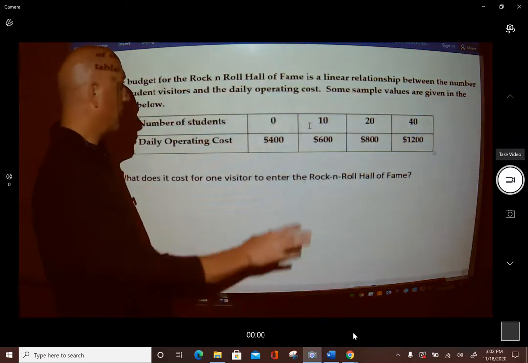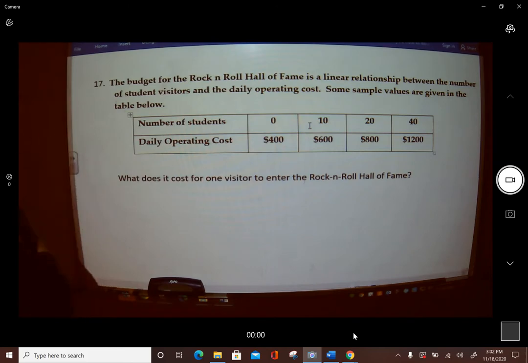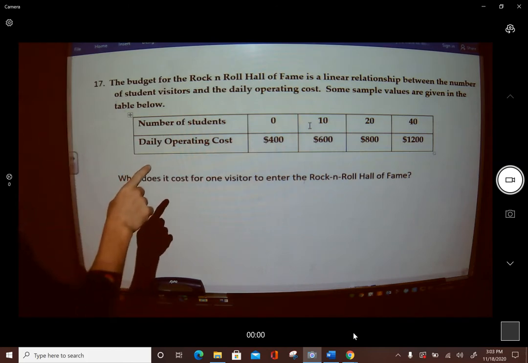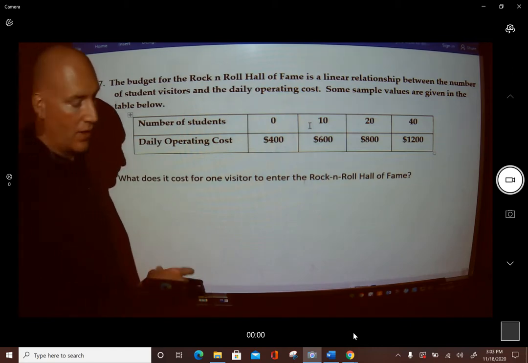All right, hey guys, this is the final one on your review. The budget for your Rock and Roll Hall of Fame is a linear relationship between the number of student visitors and daily operating costs. Some sample values are given in the table below. So, what does it cost for one visitor to enter the Rock and Roll Hall of Fame?